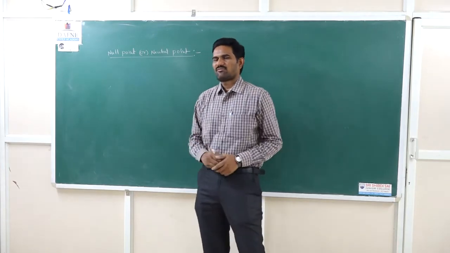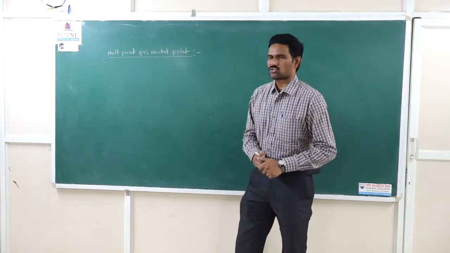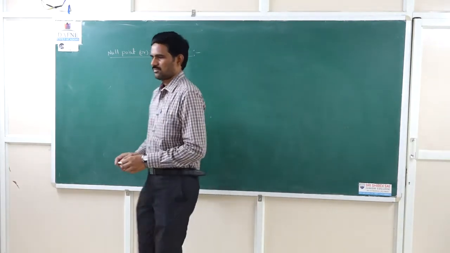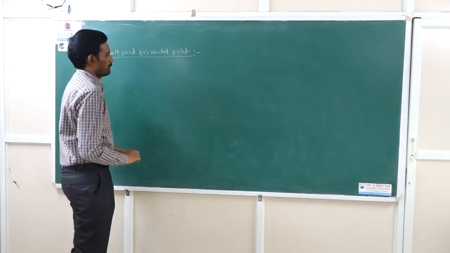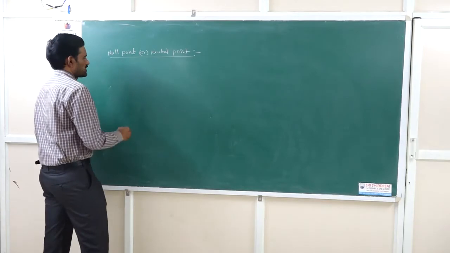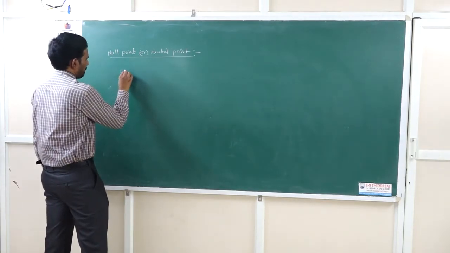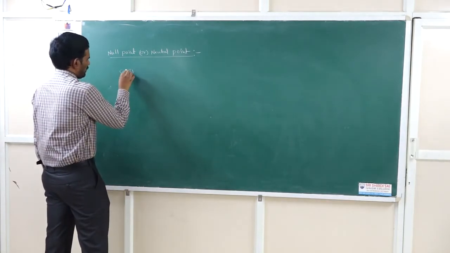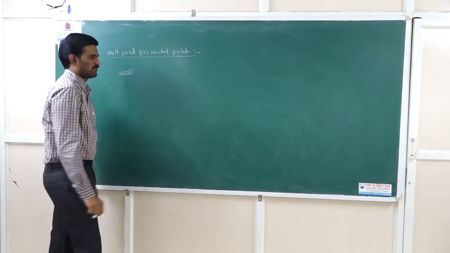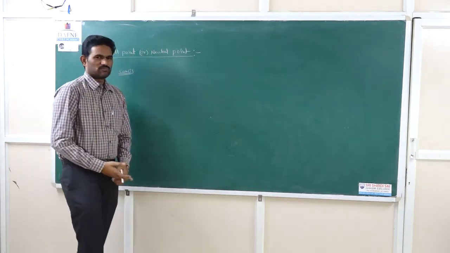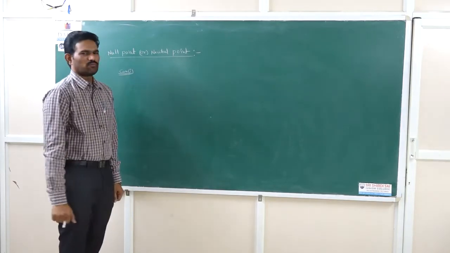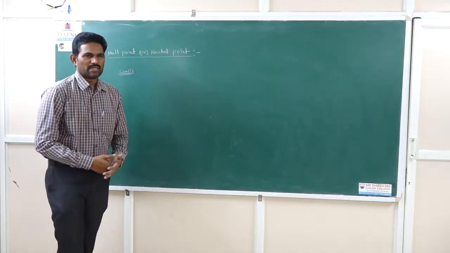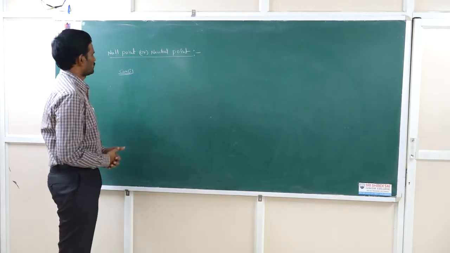So simply write the definition of null point or the neutral point. The point where a resultant electric field is zero. The point where the resultant electric field is zero is called a null point or neutral point.